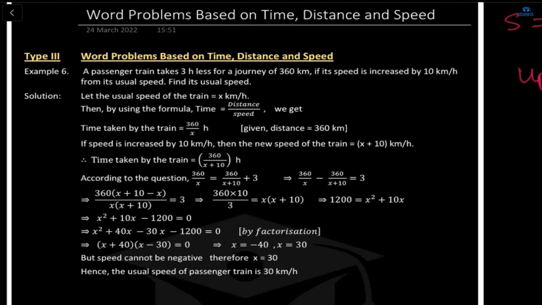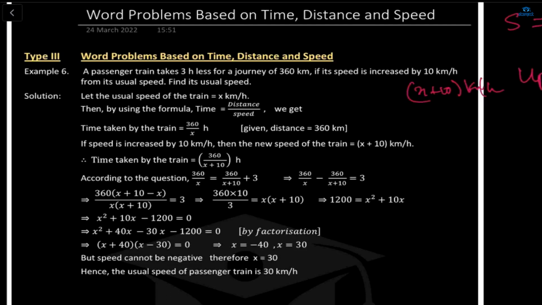But if you are going to increase the speed, then what will be the speed? After increasing, the speed of the train will become x plus 10, because x is its normal speed and we are increasing it by 10 kilometer per hour. So the new speed will be x plus 10 kilometer per hour. Then what is given? The passenger train takes 3 hours less. So from here we get the equation.